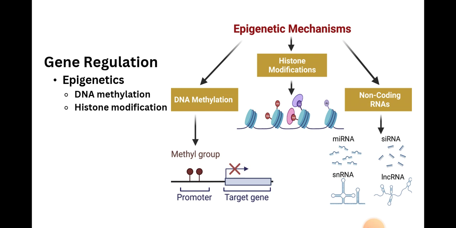So how is a gene regulated? Epigenetic mechanisms like DNA methylation and histone modification play a crucial role in regulating gene expression without altering the sequence of DNA. So the sequence of DNA is not changed in the process of DNA methylation and histone modification, and the gene is regulated to form a protein.